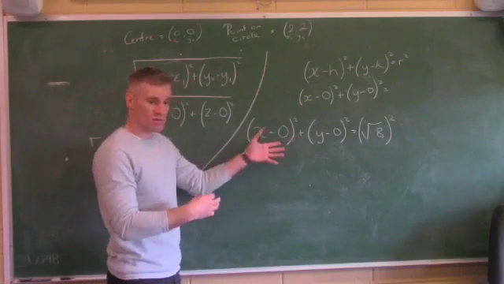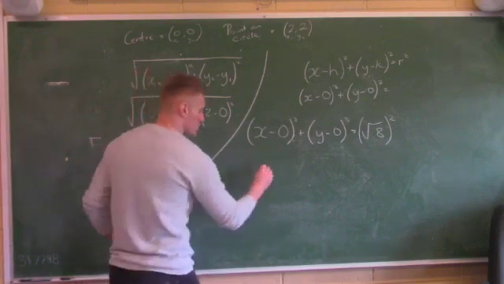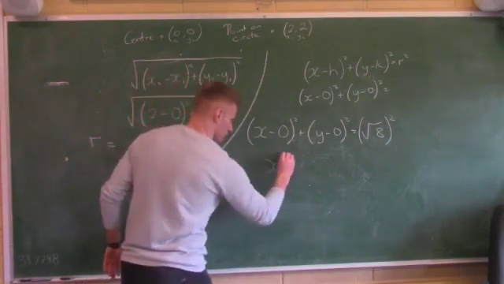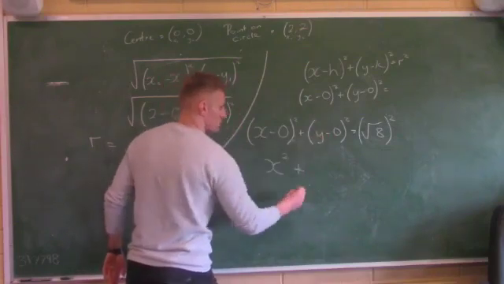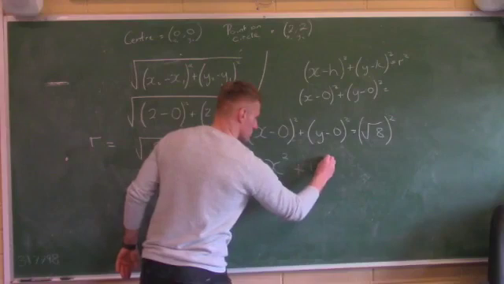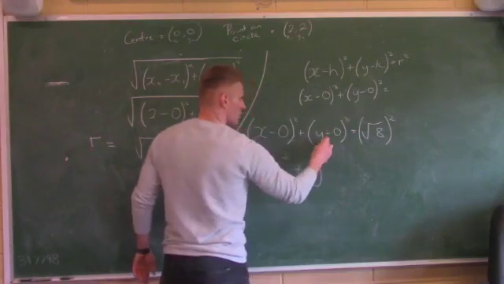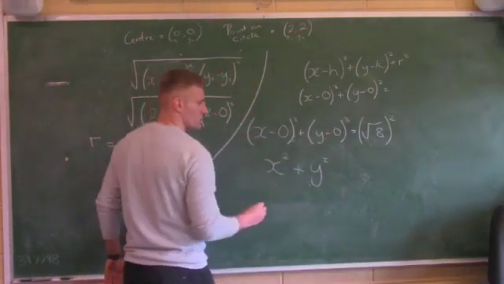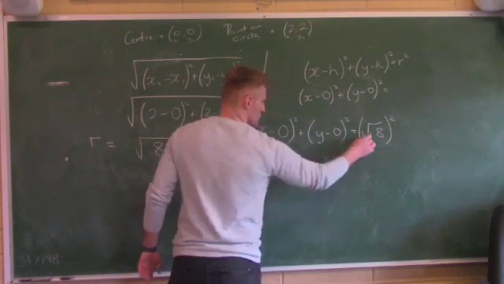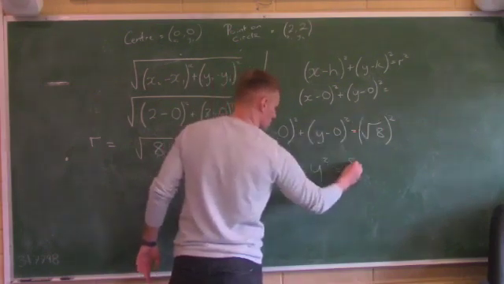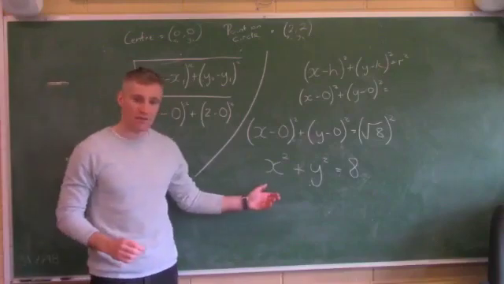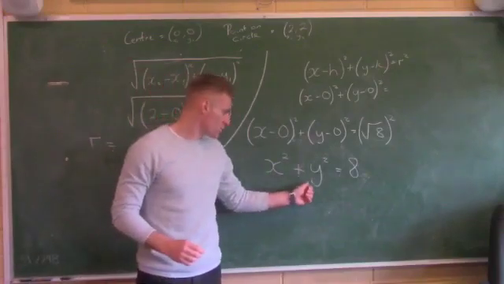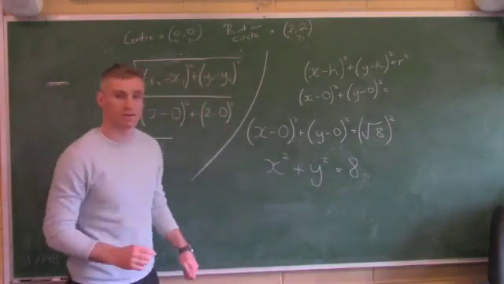0 squared is 0, so I'm just going to change this to x squared, and likewise y squared. So I'm getting rid of the 0s, and it becomes x squared plus y squared equals the square root of 8 squared. Our answer is just 8. So the equation of this circle is x squared plus y squared equals 8.